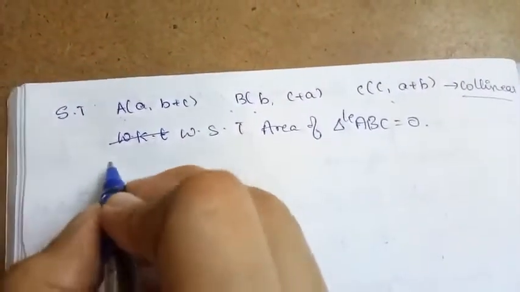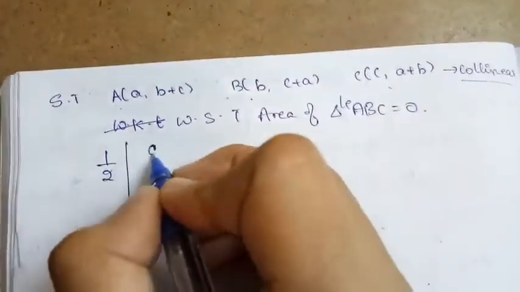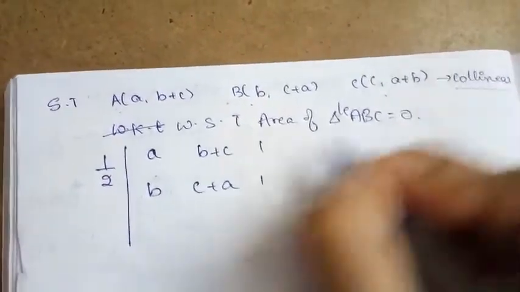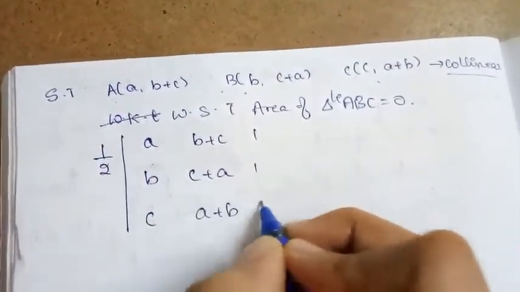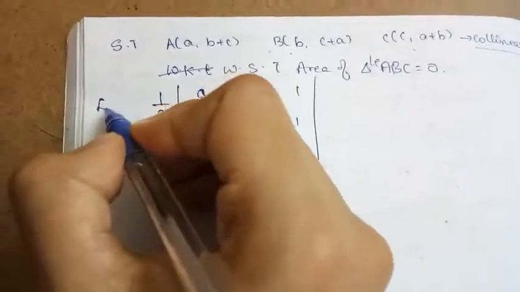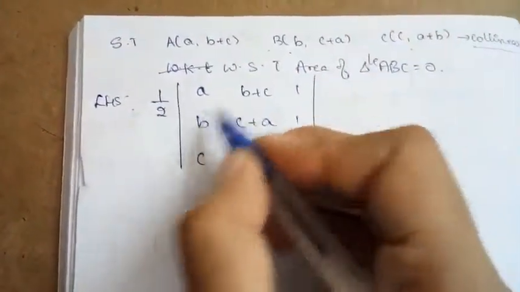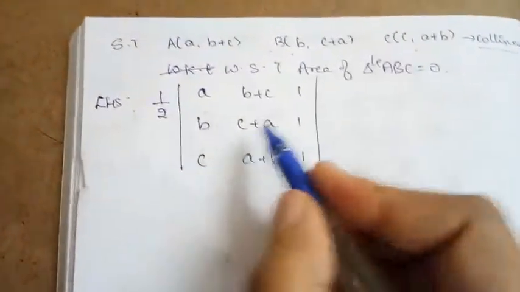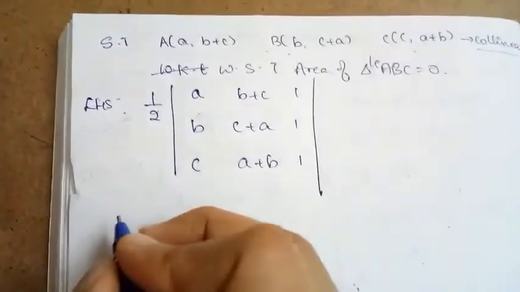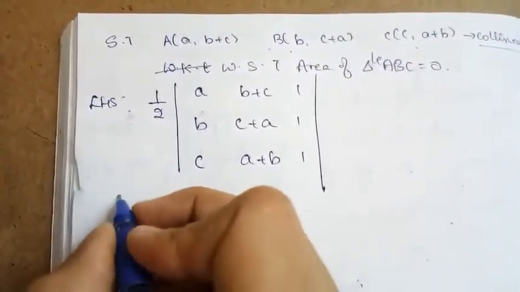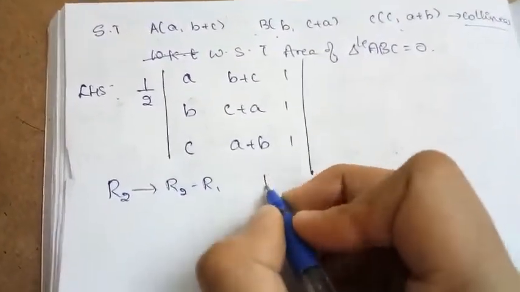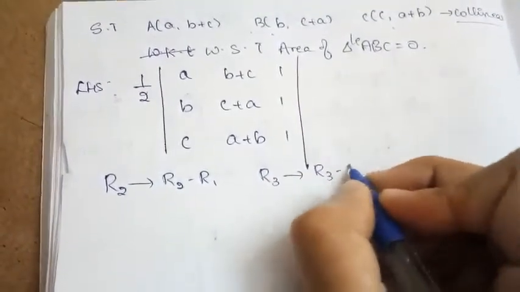So how are we finding the area of triangle? That is half of the determinant with rows A, B plus C, 1; B, C plus A, 1; C, A plus B, 1. This one must be equal to 0. We need to show that. So let us move with the LHS, that is the area of triangle formula, half, and we are solving. Either you can expand along any one row or one column, and we have already come across the properties. I can use some of the properties. So I am using here the property R2 implies R2 minus R1 and R3 implies R3 minus R1.